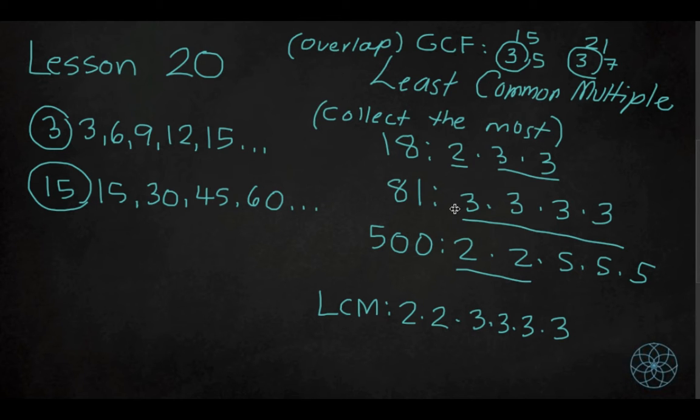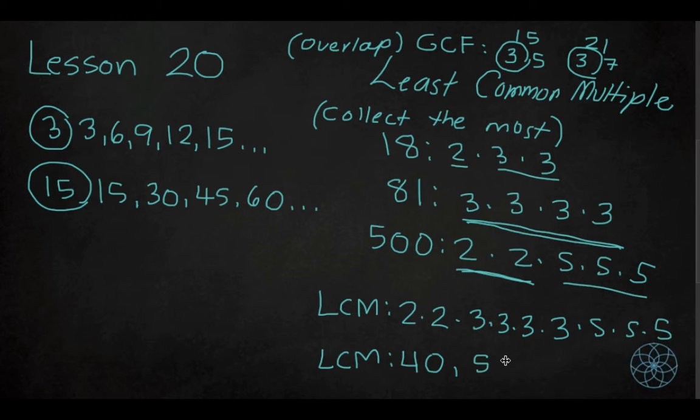So which one had the most 2's? Go down here, so we wrote down 2 2's. Which one had the most 3's? Well, this one, so we wrote down 4 3's. Now which one has the most 5's? Well, obviously the 500. So we'll go 5 times 5 times 5. And then you multiply that all out, and the lowest common multiple would be 40,500. So what does that mean?